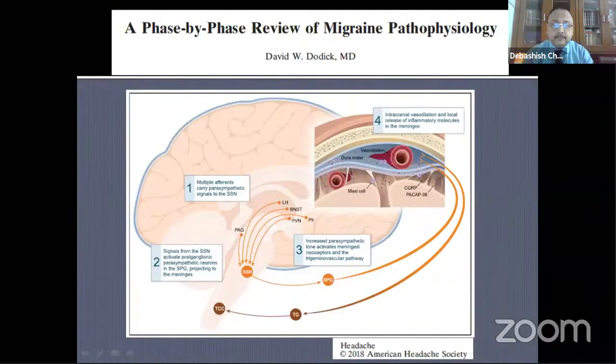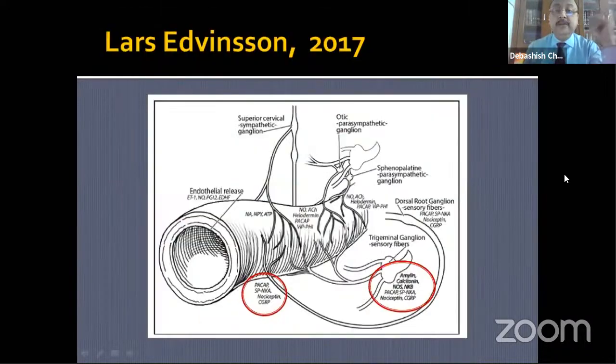So this has been shown in David Dodick's diagram, that you have the superior salivatory nucleus, which is activated by many structures like the periaqueductal gray, the stria terminalis, the paraventricular nucleus, the piriform cortex. So they are getting activated, and through the sphenopalatine ganglion, various neuropeptides are being released, which are affecting the trigeminal ganglion and the trigeminocervical complex. So this is the first step in the initiation of the migraine pain and the hallmark of the premonitory stage.